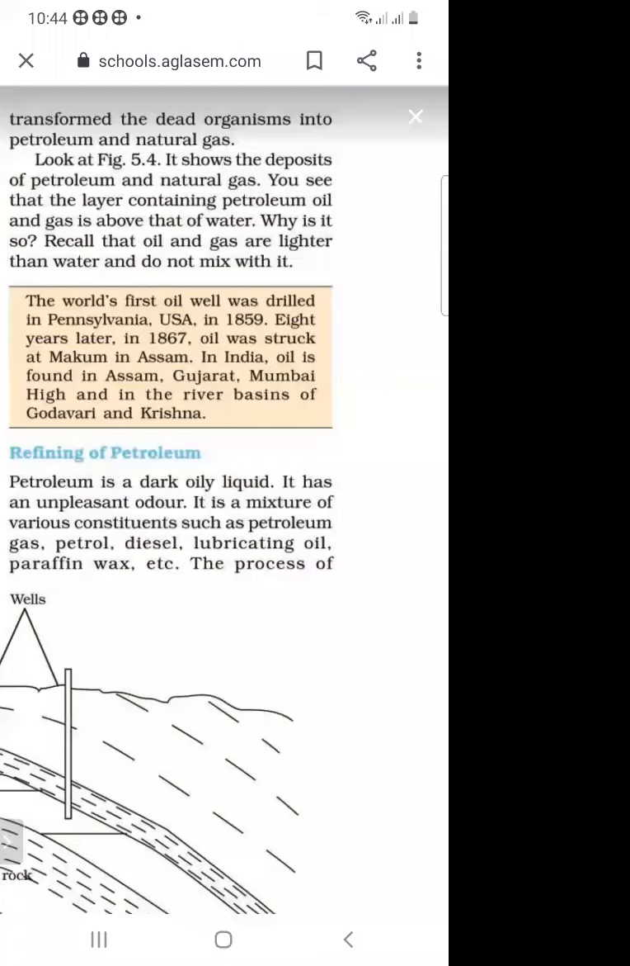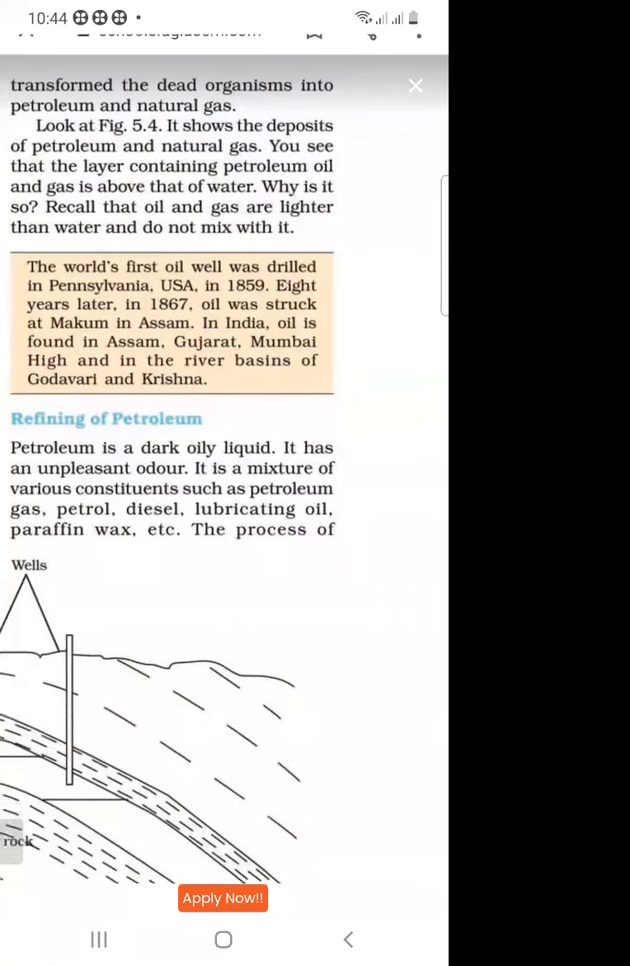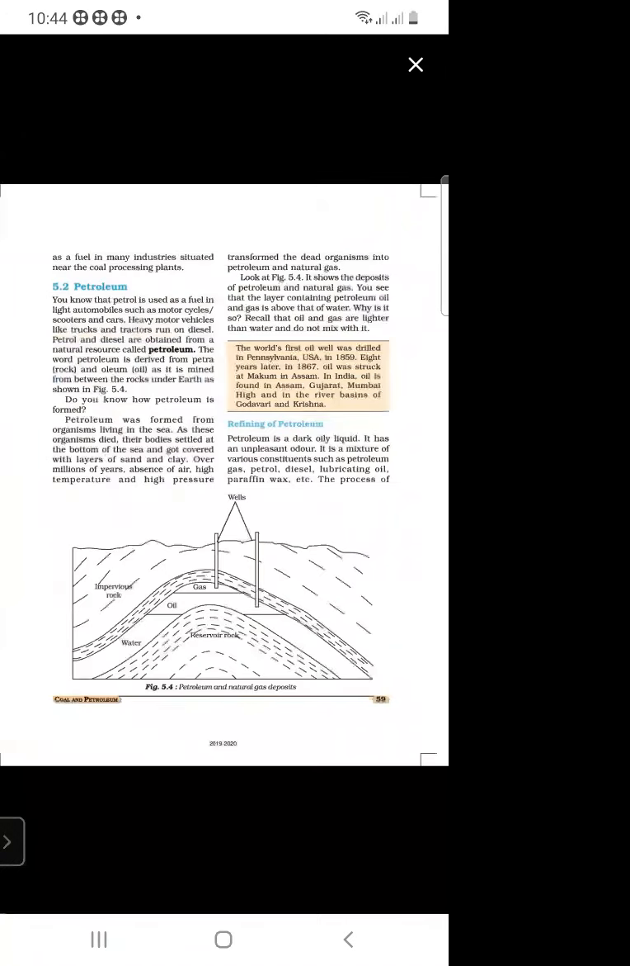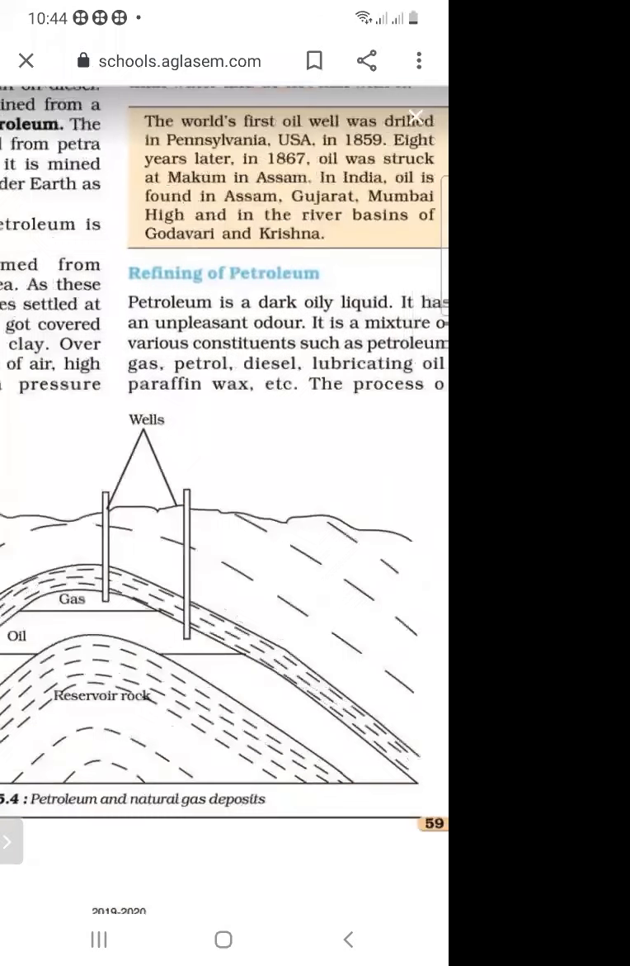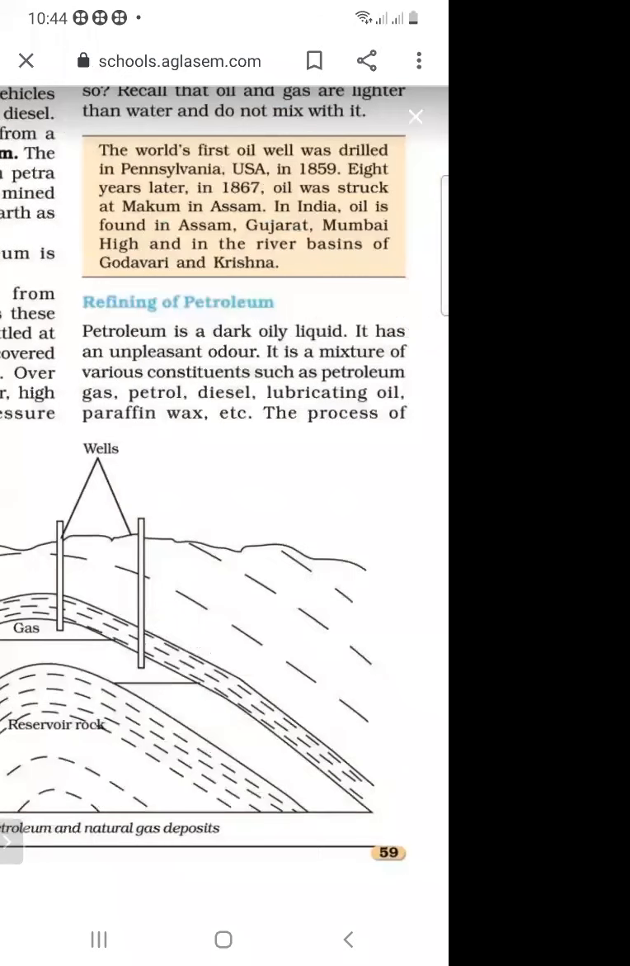So what do you mean by refining of petroleum, and how does petroleum look, and what is the smell of petroleum? Petroleum is a dark oily liquid. As we know, petroleum is a very dark colored liquid, and it has an unpleasant odor. It has a very unpleasant smell, and it is a mixture of petroleum gas, petrol, diesel, lubricant oil and paraffin wax.